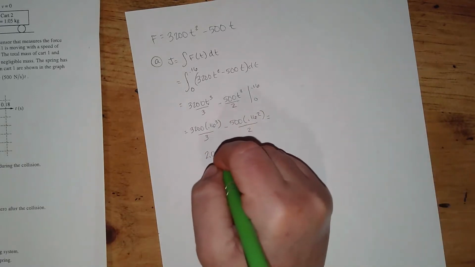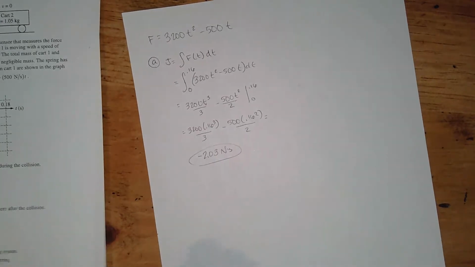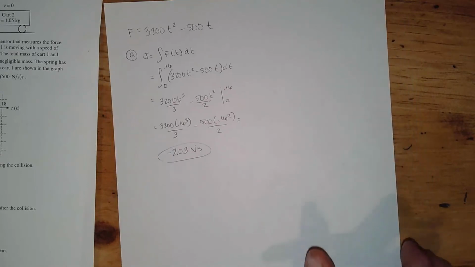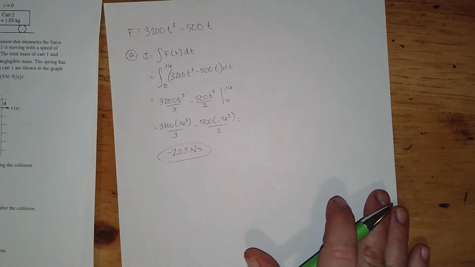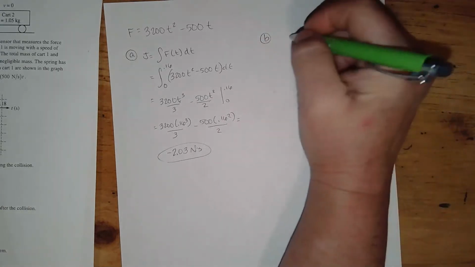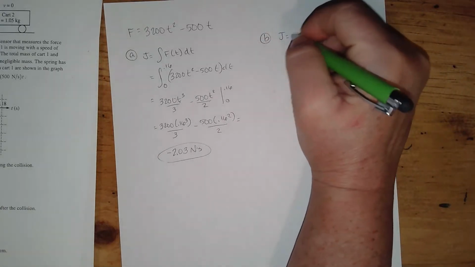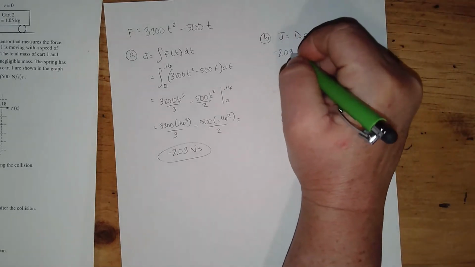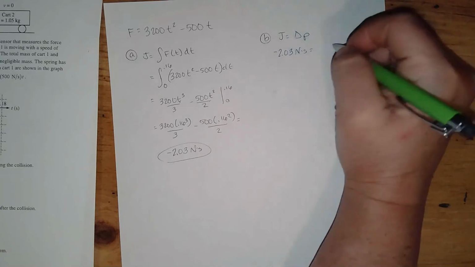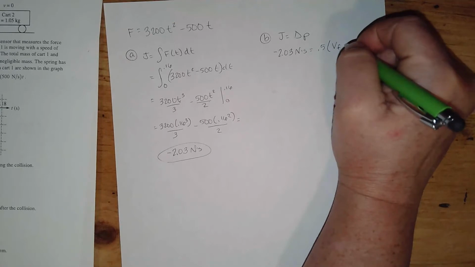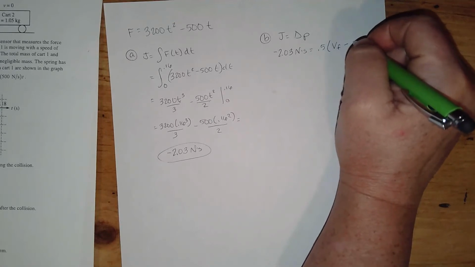So I get 2.03 Newton seconds, and it's negative. So that's the impulse that cart 1 experiences. On B, it says, okay, so calculate the speed of the cart after the collision. Well, impulse is change in momentum. So if that cart experiences negative 2.03 Newton seconds, that's going to equal its mass, which is 0.5, times its V final, minus its V naught, which is 3.